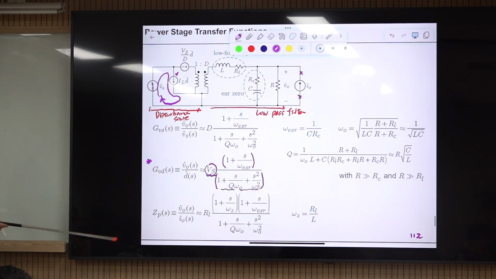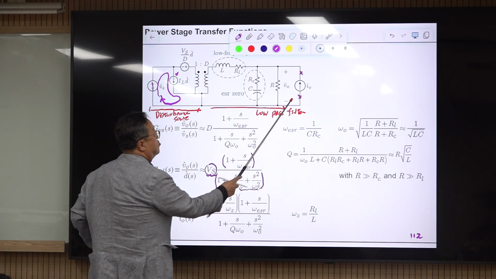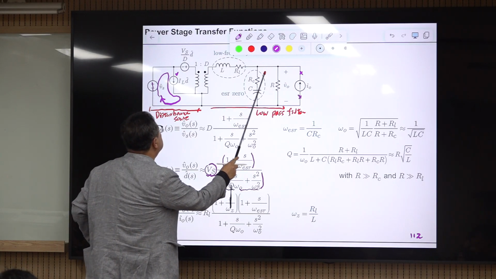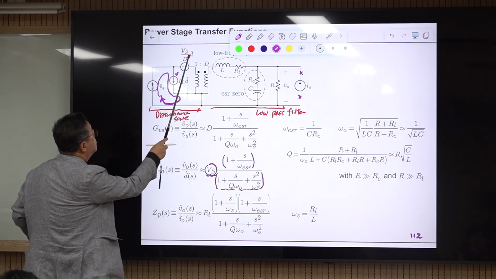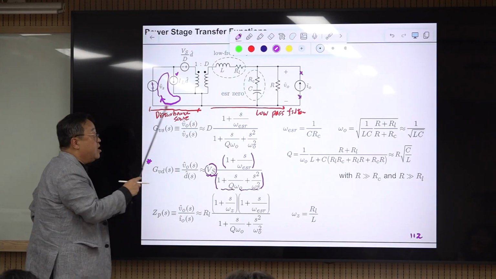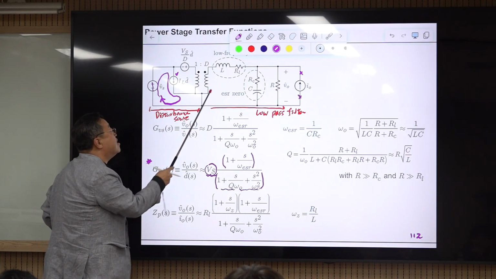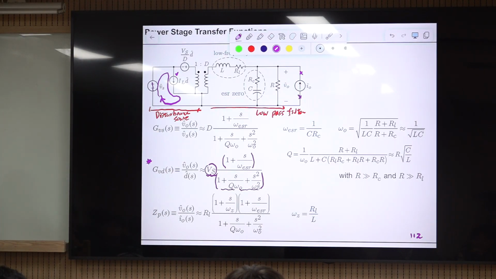And this one, think about this. This is the transfer function from load current to output voltage. And this one becomes 0. D is 0, so opened. And D is 0, shorted. This one is 0, shorted. So the primary side of this ideal transformer is shorted. That means the secondary side is also shorted. That is the characteristic of an ideal transformer.